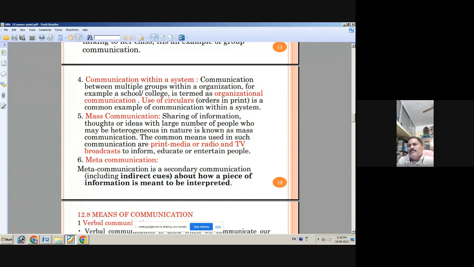Meta communication. It is the secondary communication. It gives indirect clues which can be interpreted by others. It is not the direct information which we send. In a code word we can also give information. That is not the primary communication process. Indirectly we can give certain clues which another person will be able to accept.